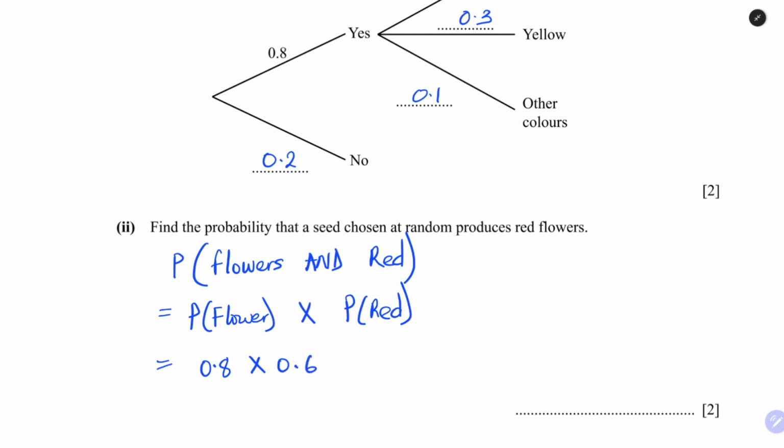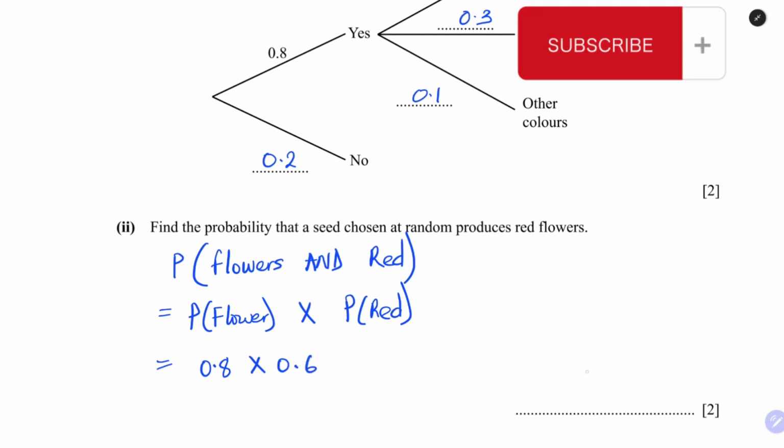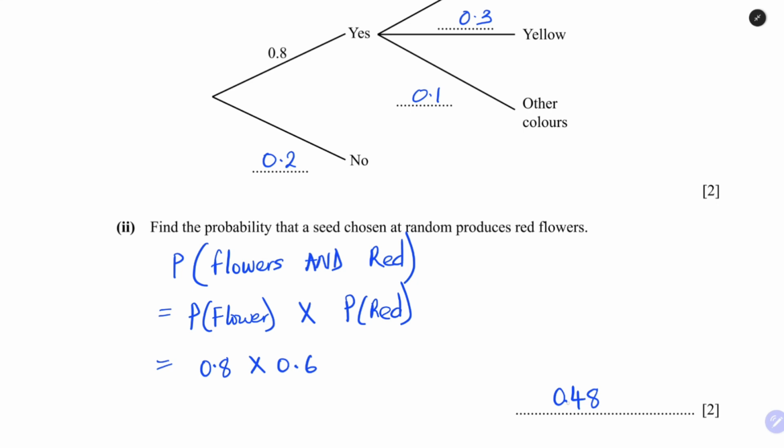0.6 times 0.8. You just say 8 times 6, that's 48. But now you need 2 decimal places, 1, 2. So it's 0.48.